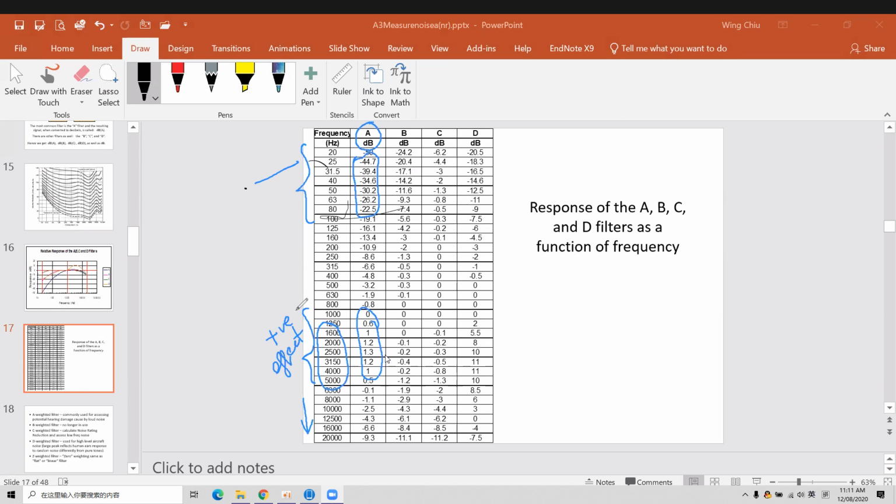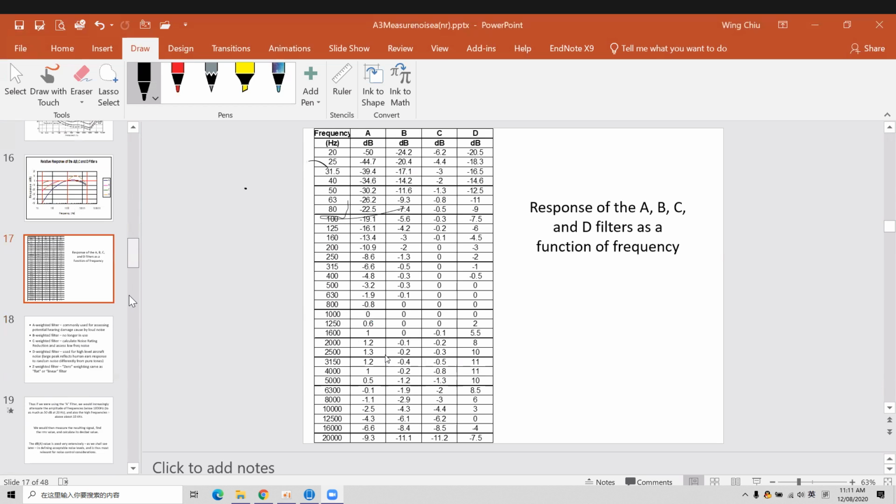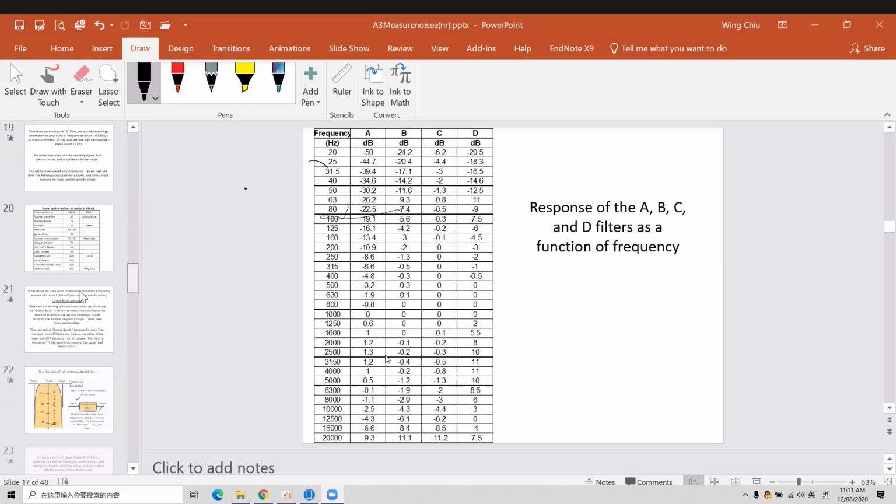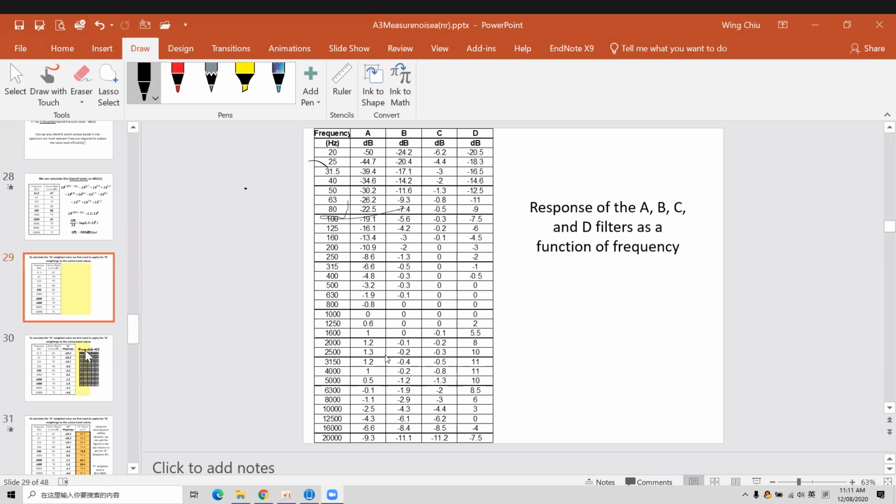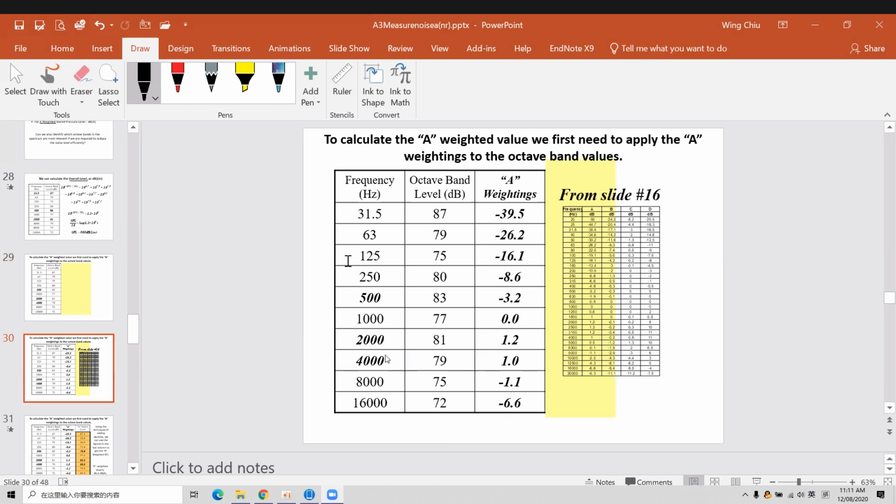Now, if you're still unclear about how this is done, I will refer you to the example given towards the end of the lecture, like here. Here I have the octave bands that you have measured.